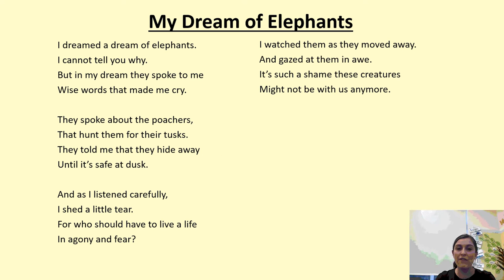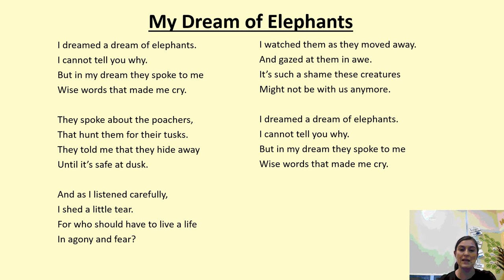And then obviously we've got 5 verses in total, and to keep with my original text and our model text of The Dream of Elephants by Tony Mitten, I am going to magpie and copy my first verse into my 5th verse. So there is my 5th verse. I dreamed a dream of elephants, I cannot tell you why, but in my dream they spoke to me wise words that made me cry. And then I have really taken all of the ideas from my planning sheet and put them into full sentences. So now I'm going to read through my poem from the start.